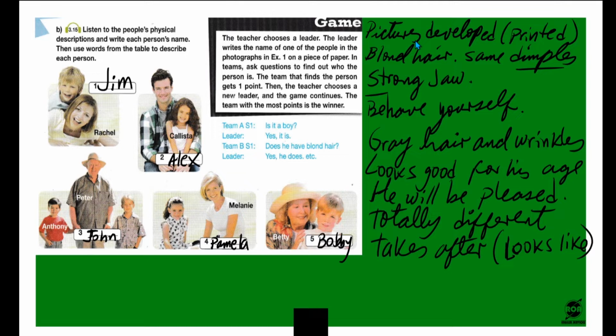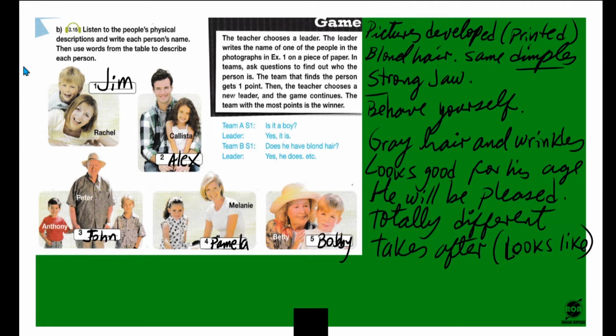Then she says that one of the women has blonde hair, okay, and then they relate Rachel and Jim by saying that they have the same dimples. Also, she refers to Alex as saying that he has a strong jaw, and then the woman tells her, behave yourself, meaning be careful what you say. You're acting a little, you're flirting too much, and this is not appropriate for a woman.